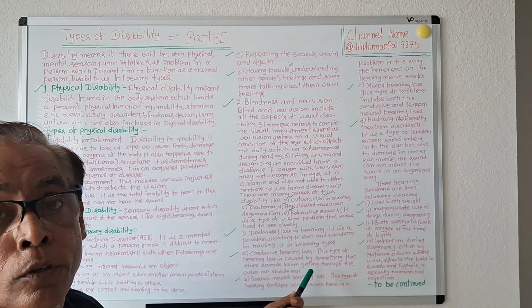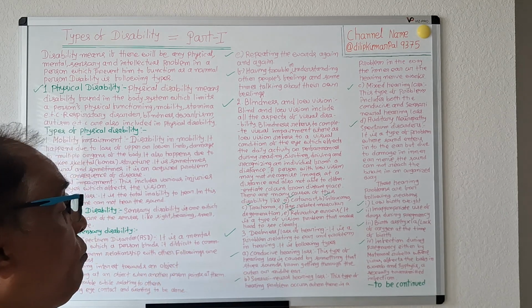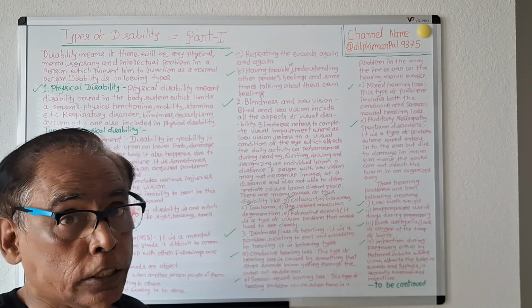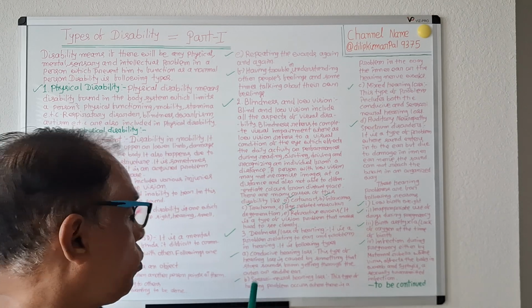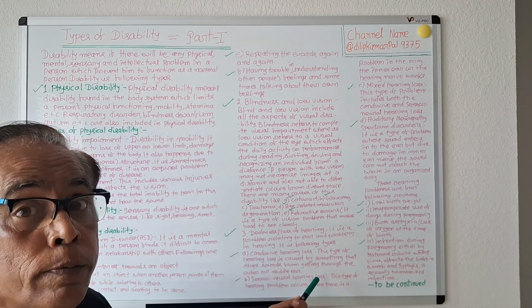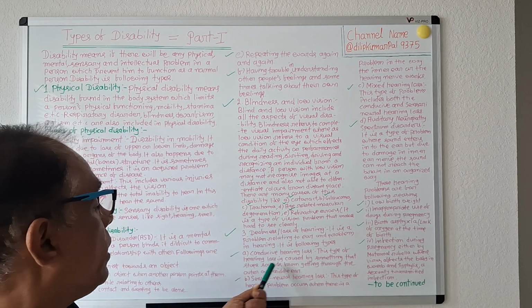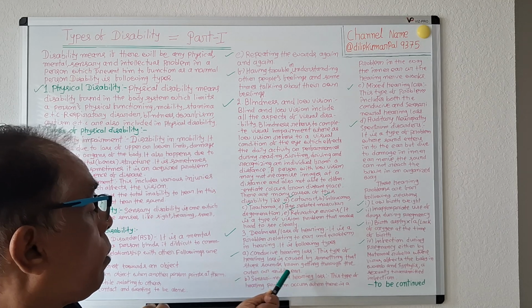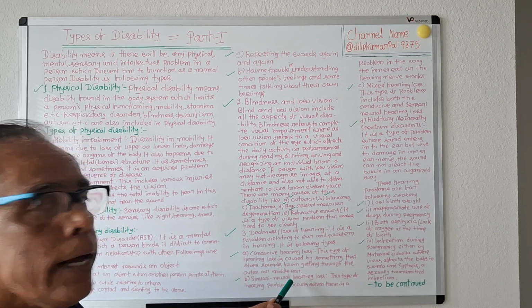Conductive hearing loss. It is sensory deafness or loss of hearing, which is a type of sensory disability. It has many types. Number one, conductive hearing loss. What is conductive hearing loss? This type of hearing loss is caused by something that stops sound from getting through the outer and middle ear.